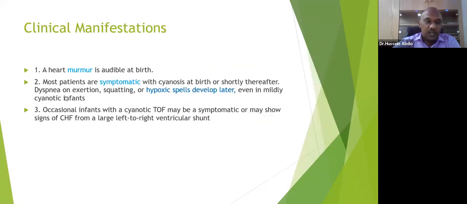How do they manifest? This patient will manifest with a cardiac murmur at birth, and the hypoxic spells usually come later. It will not show in the first few hours of life or in the neonatal period. The cyanosis and cyanotic spells usually come late. The most common presenting symptom in this patient is a murmur, and occasionally this patient might be asymptomatic.